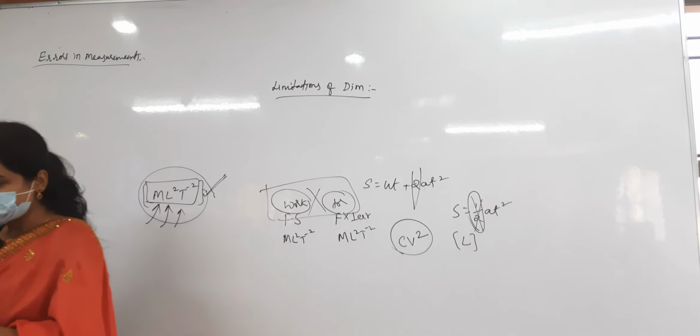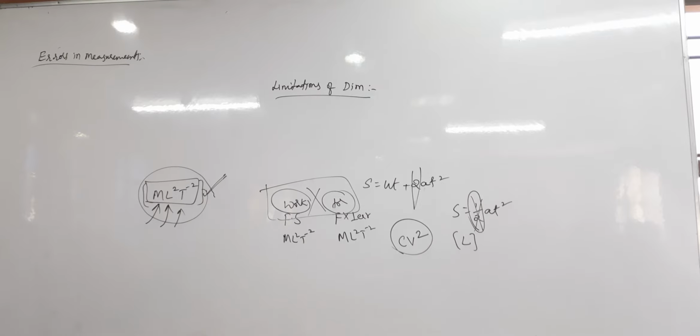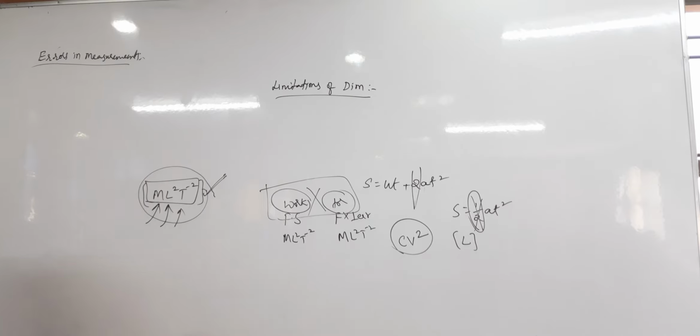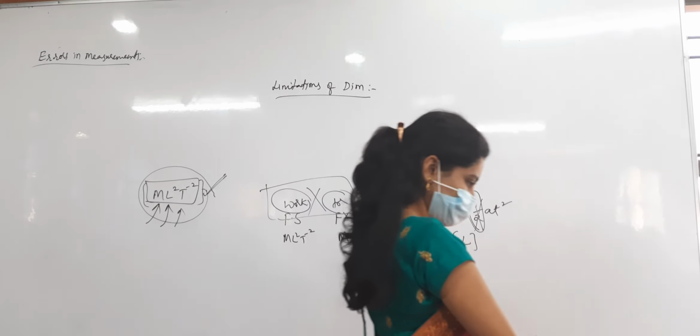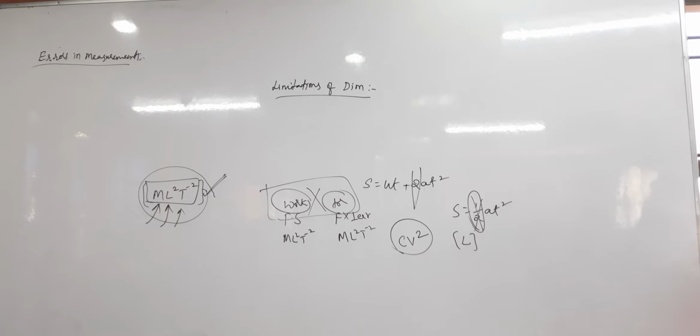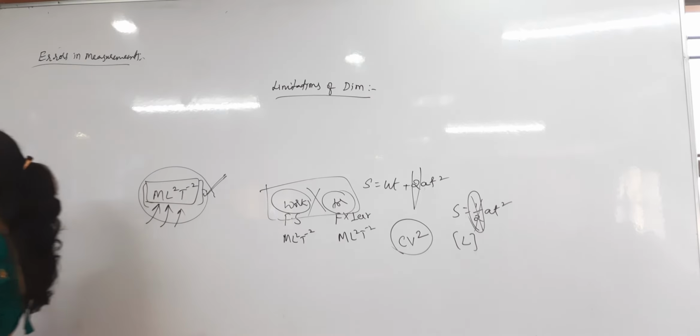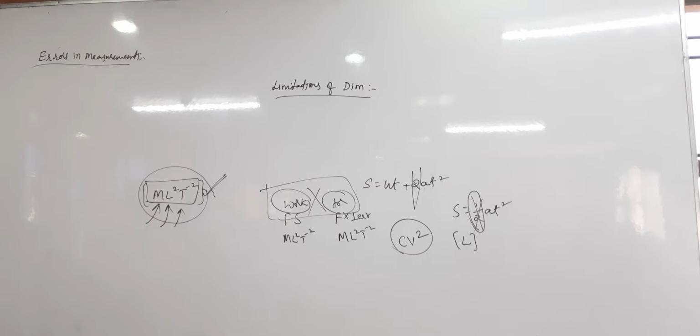Clear, right? Copy. First limitation: the numerical values in the physical quantities will affect the quantity, but we will neglect them in dimensional formulas.